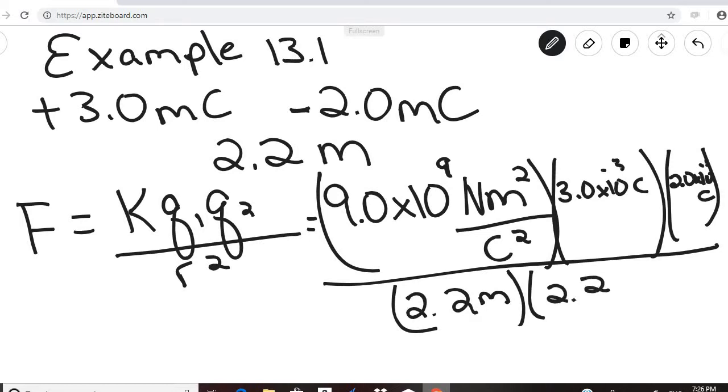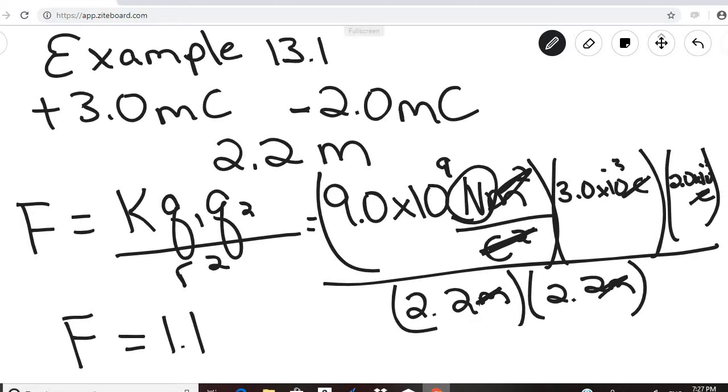If we look at our units, the coulombs are going to cancel because you have 2 on top and you have this squared on the bottom. And the meters squared will cancel here. So we have that our force is in newtons, and that is a force unit. So the electrostatic force between these particles, if you do the math, should come out to 1.1 times 10 to the 4 newtons.